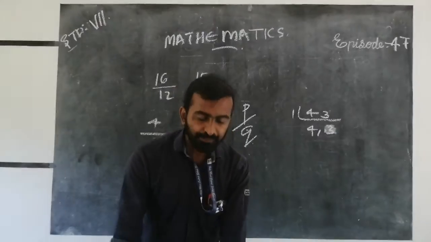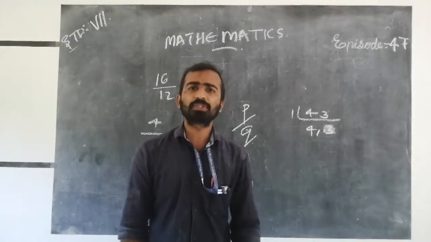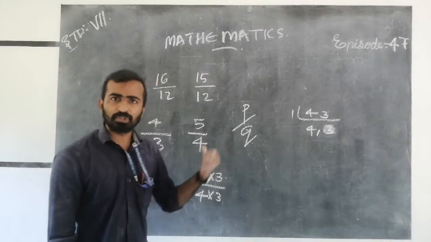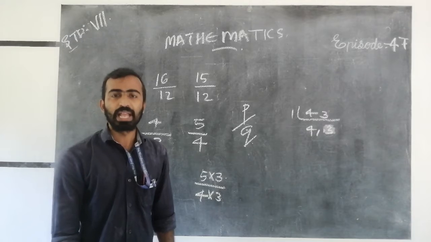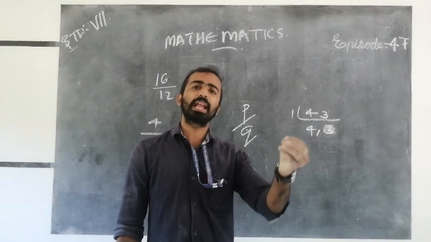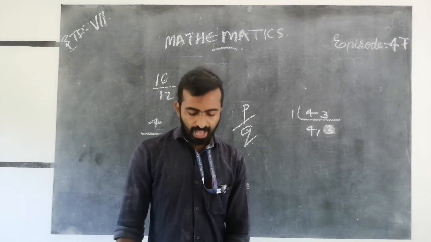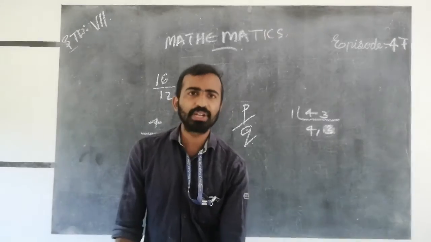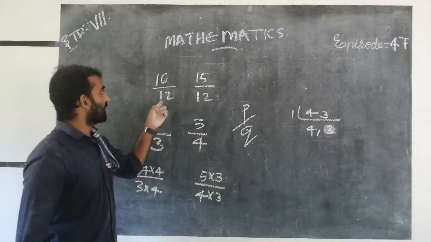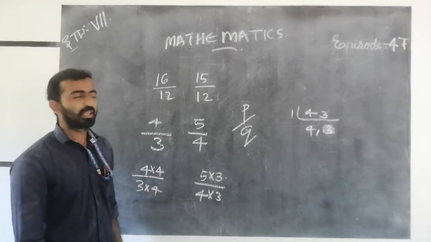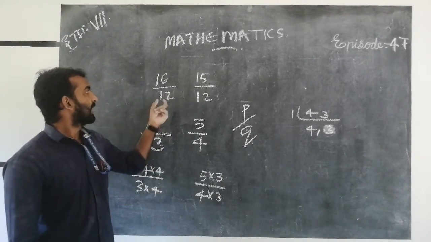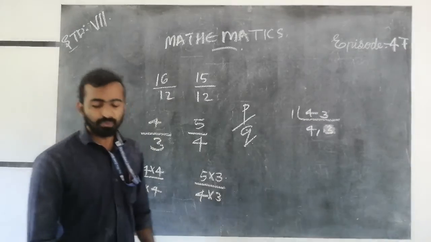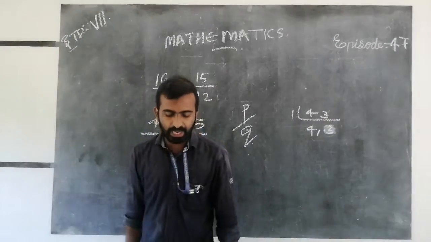Yes. And we can compare two positive rational numbers. Here we take the positive rational numbers. In the same way we can compare negative rational numbers. And next we are going to discuss which one is bigger. In the case of 16 by 12 and 15 by 12, which is bigger?